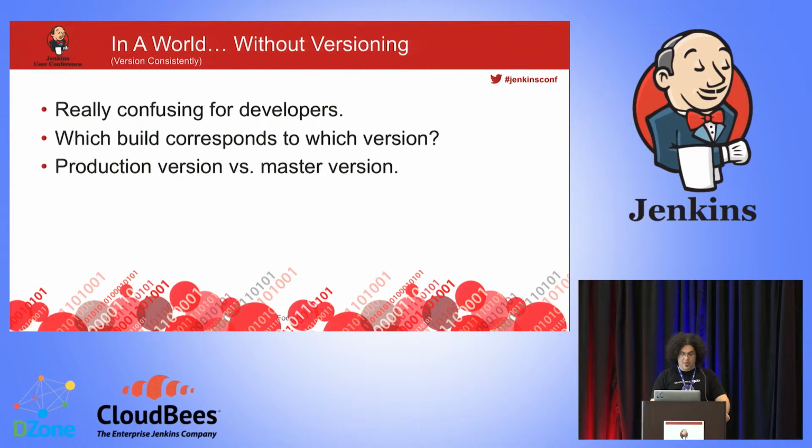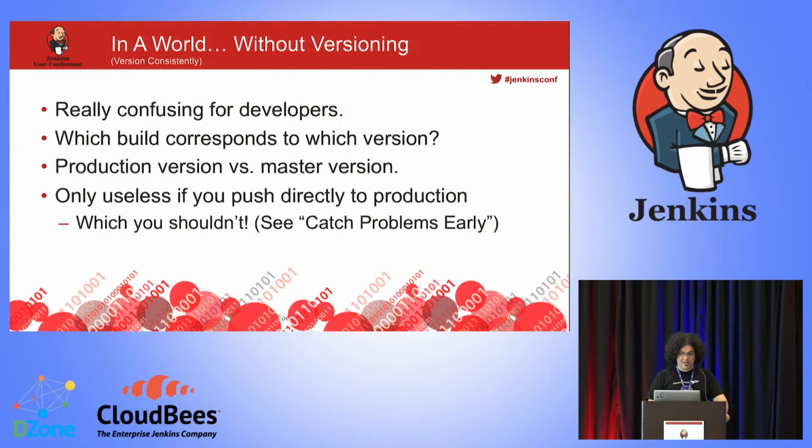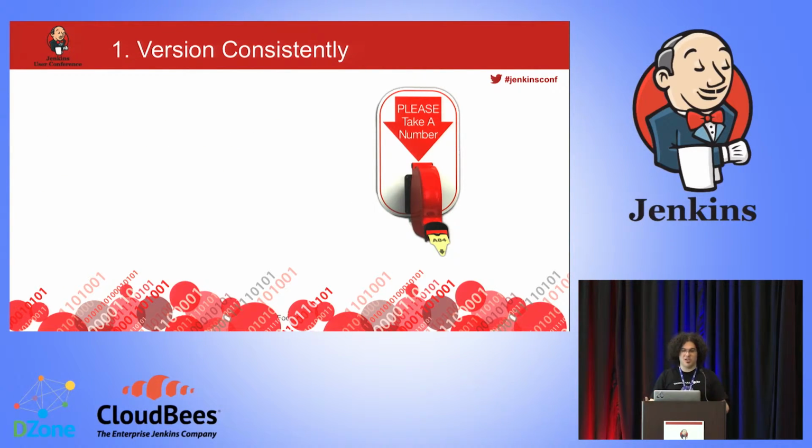By the way, I should note that this whole thing should only be a problem to you if you don't push directly to production, and you should never push directly to production without at least internal testing. We'll go into that a little bit in our next step, catch problems early, but for now, that's the whole motivation behind versioning consistently. The version of the code, the version of the build, and the version of the deployed product should all be the same.